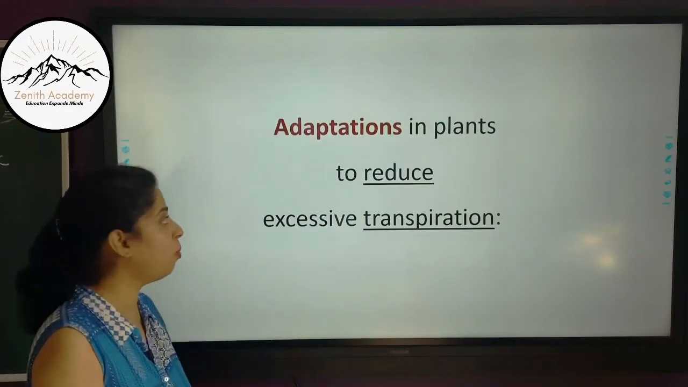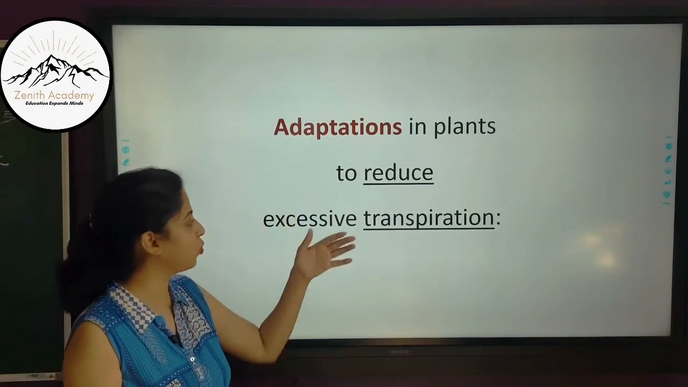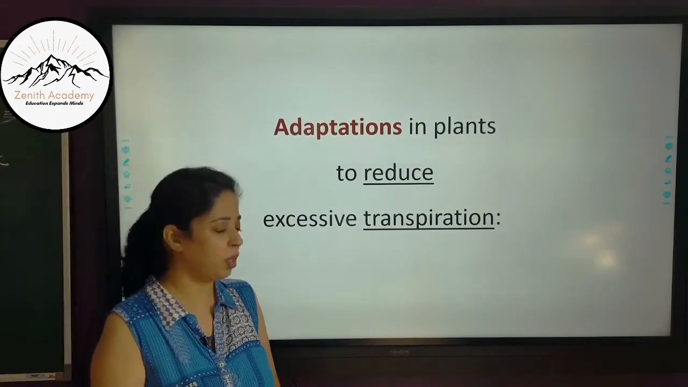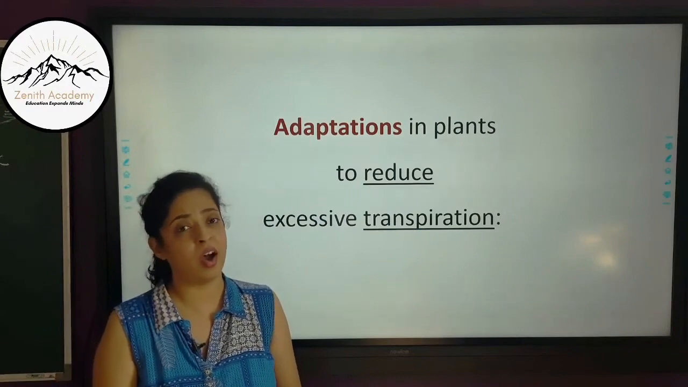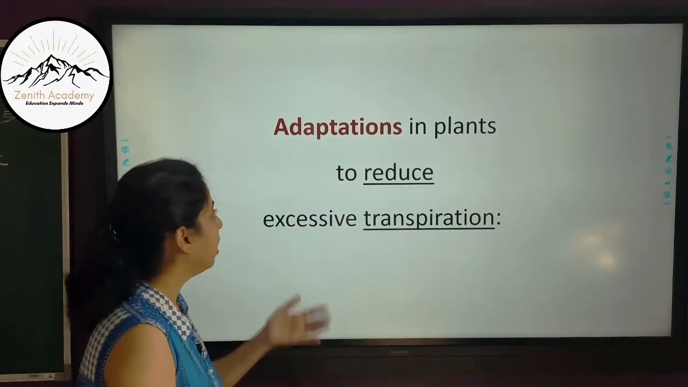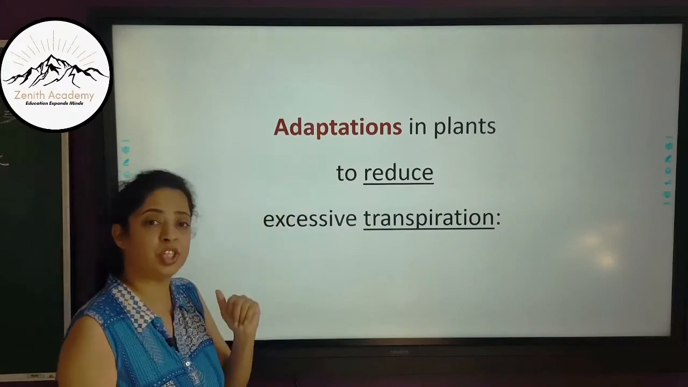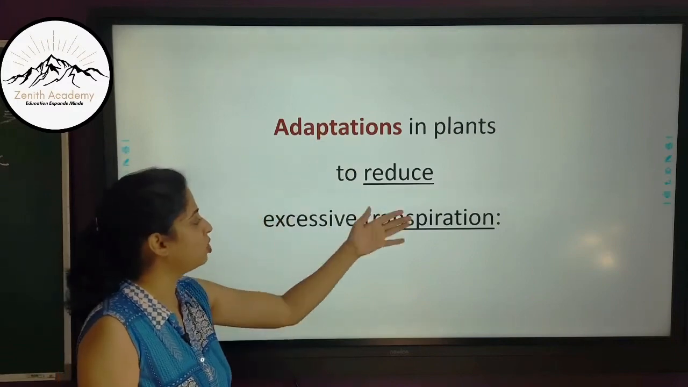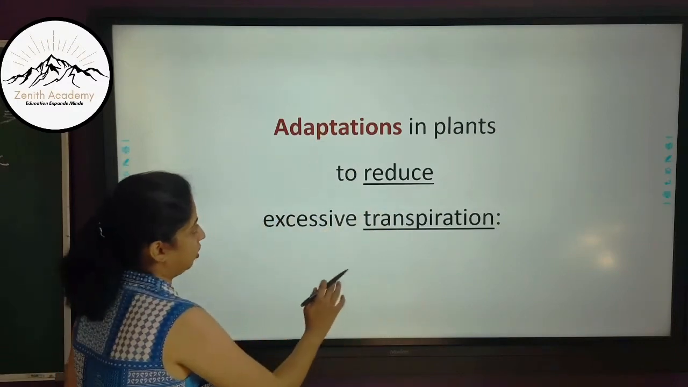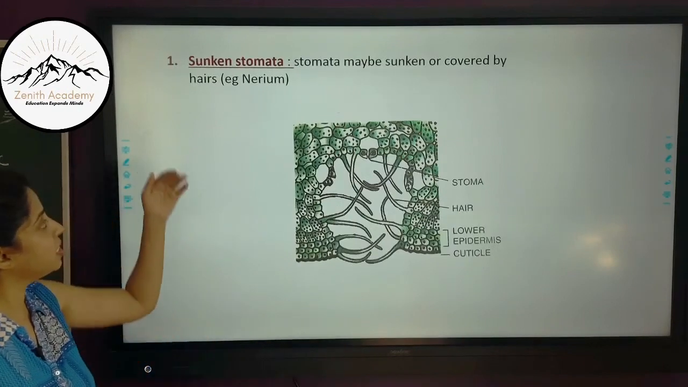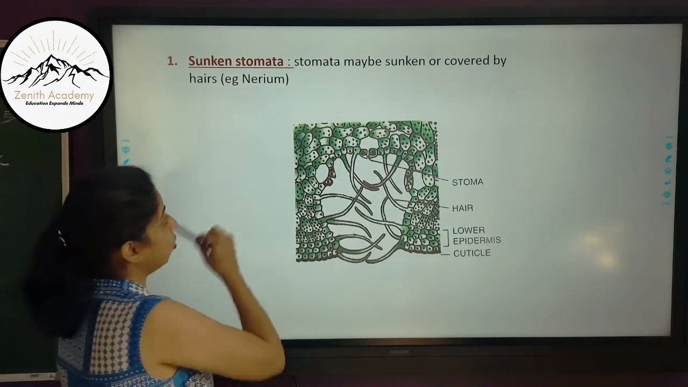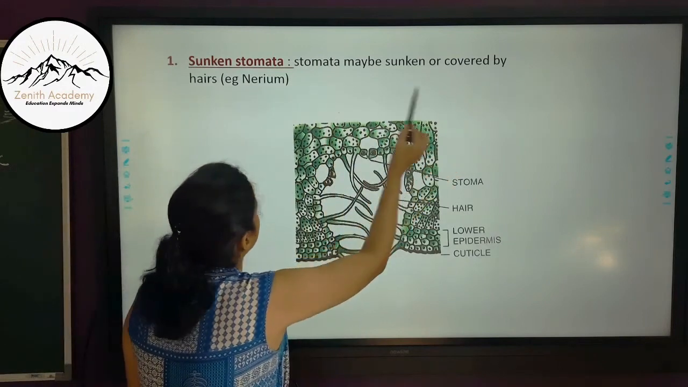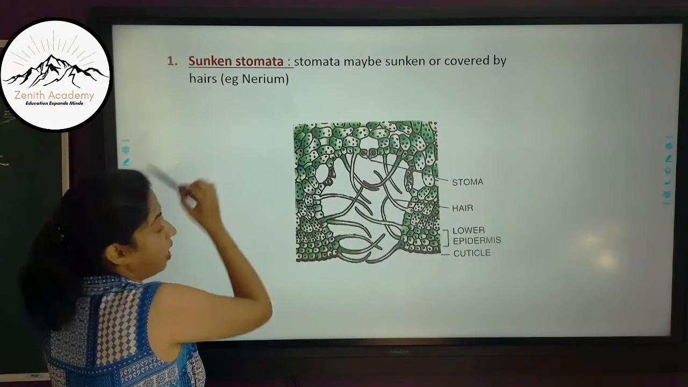Now let's talk about the adaptations in plants to reduce excessive transpiration. Many plants, especially the plants thriving in the desert area or dry climate, have some adaptations so as to reduce excessive transpiration. First is sunken stomata. The first adaptation in such plants is sunken stomata. The stomata may be sunken or covered by hairs.